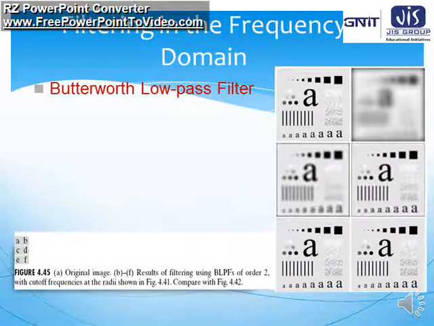we can see the output of a Butterworth low pass filter, where the first image is the original clear image, and the other 5 images, that means images B to F, are results of filtering using a Butterworth low pass filter, BLPF, of order 2 with cutoff frequencies at the radii shown in this figure, and we can see the output here.